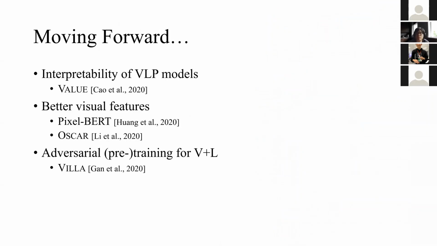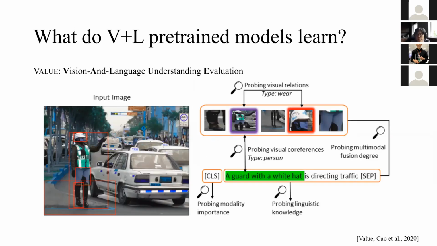So moving forward, we have seen 3 ongoing directions to extend vision and language pre-training: interpretability, better visual features, and adversarial training. Given this superior performance boost of pre-training, we start wondering, what actually did those V+L models learn? Our group therefore proposed VALUE, Vision-And-Language Understanding Evaluation, to reveal the secret behind the scenes.